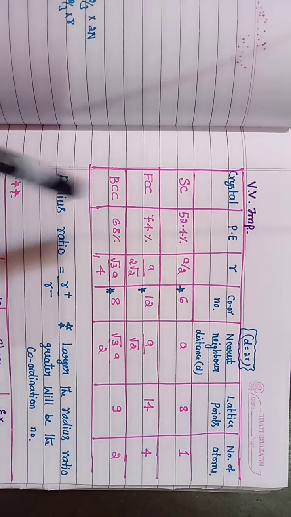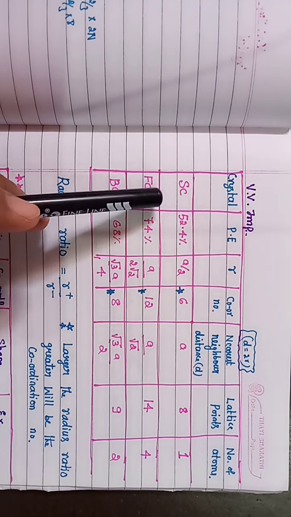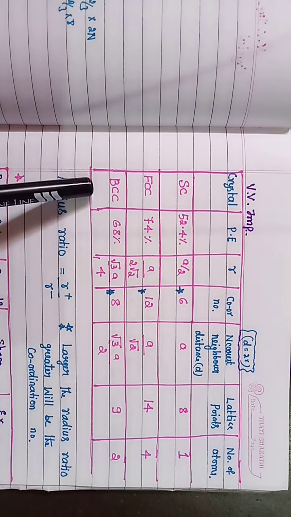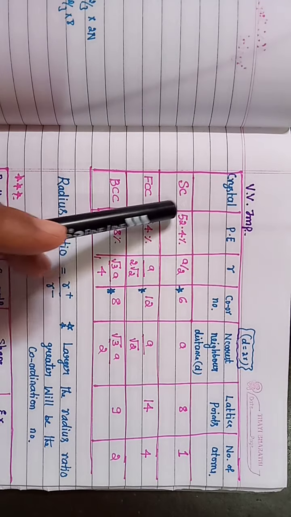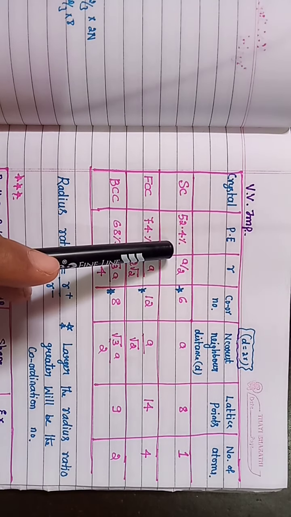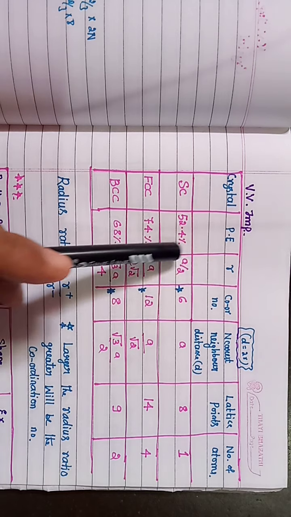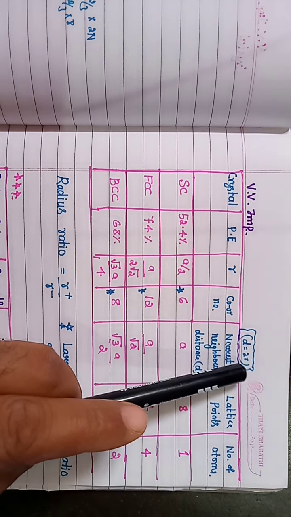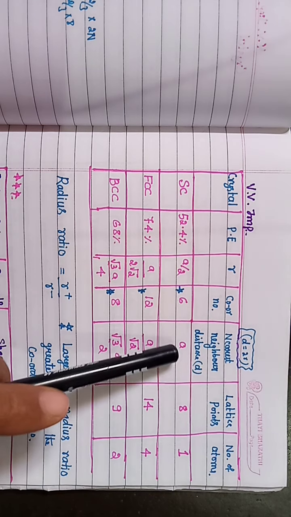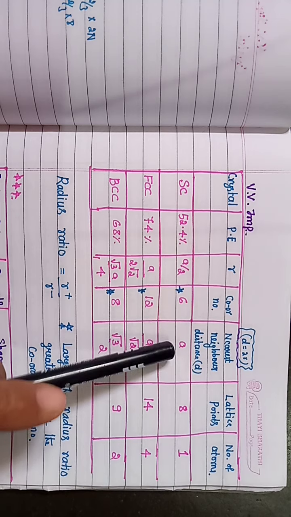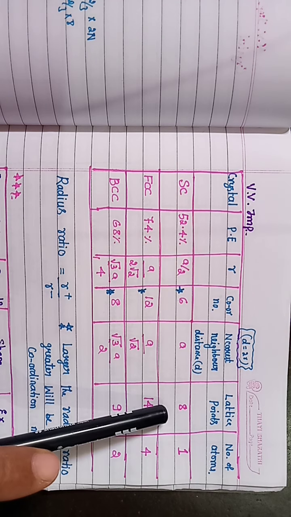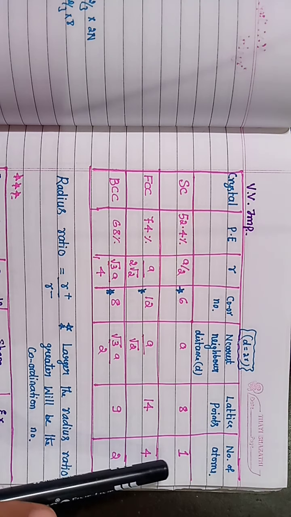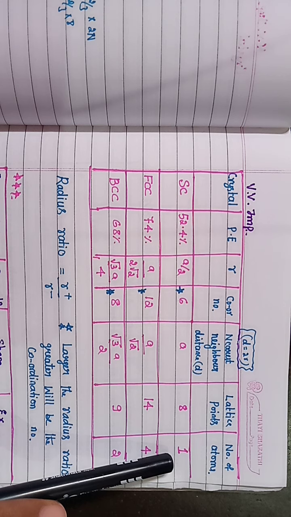It's a very important table where we can find 3 types of cubic unit cell: simple cubic, face centered and body centered. The packing efficiency in simple cubic is 52.4%. Radius is a by 2. Remember a by 2. Coordination number is 6. By using the relation d equals 2r, the nearest neighbor distance d is a. Lattice points are 8, on the 8 corners, and the number of atoms is 8 times 1 by 8, which gives 1.